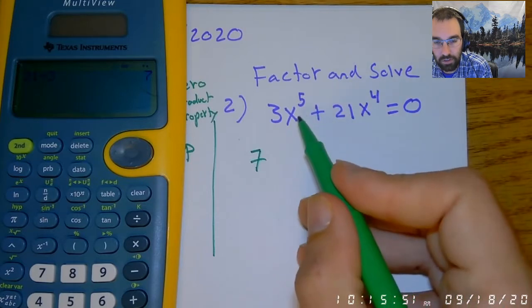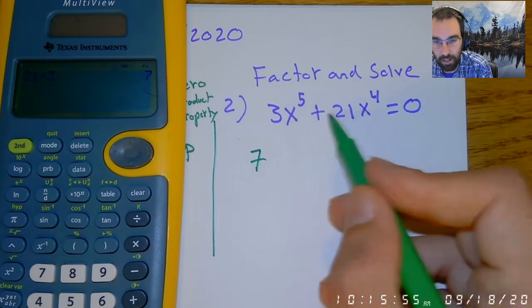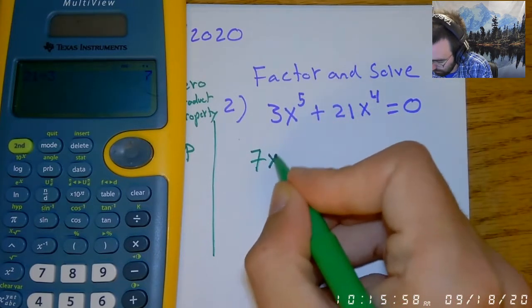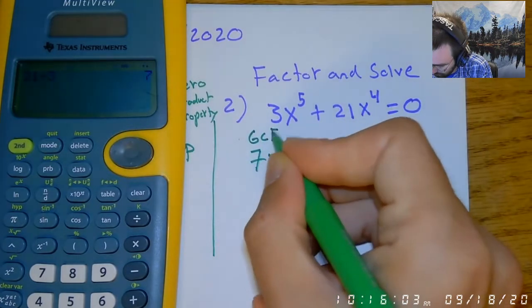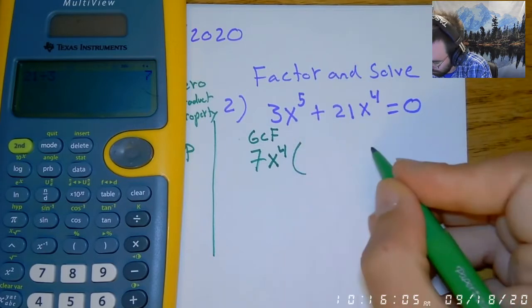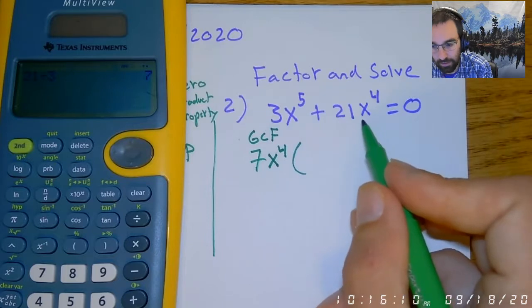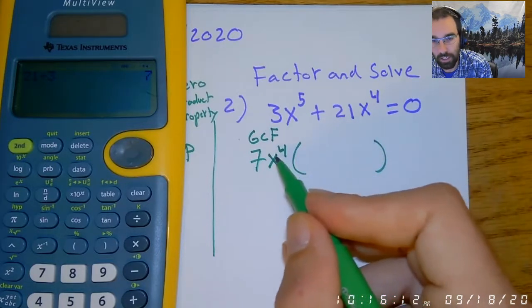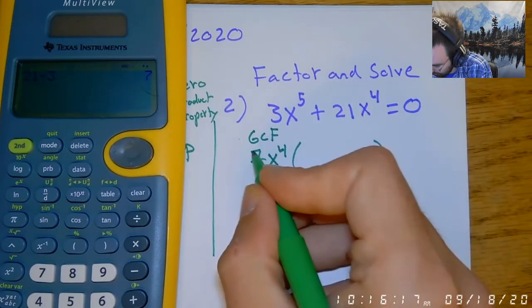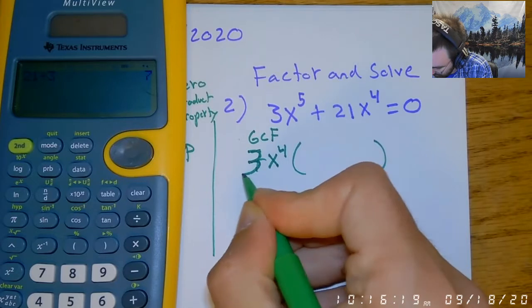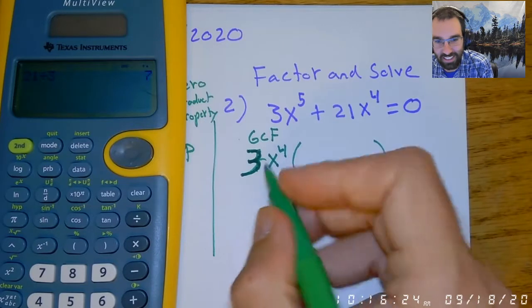Then this term has 5 x's and this has 4 x's, so the most they have in common is 4. So I'm going to pull out an x to the 4th, and this is my greatest common factor. Remember, when we're doing a greatest common factor, we're basically dividing everything. So we have to go back and figure out, if I just divided everything by this, why did I put a 7, guys? This is a 3. That was my mistake.